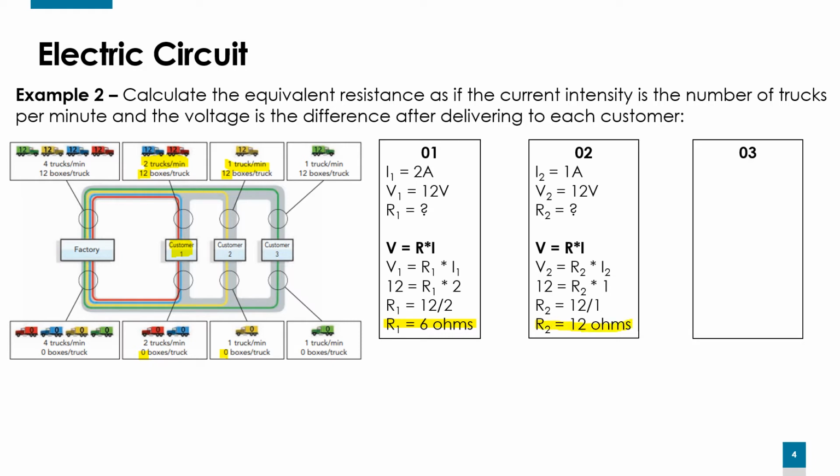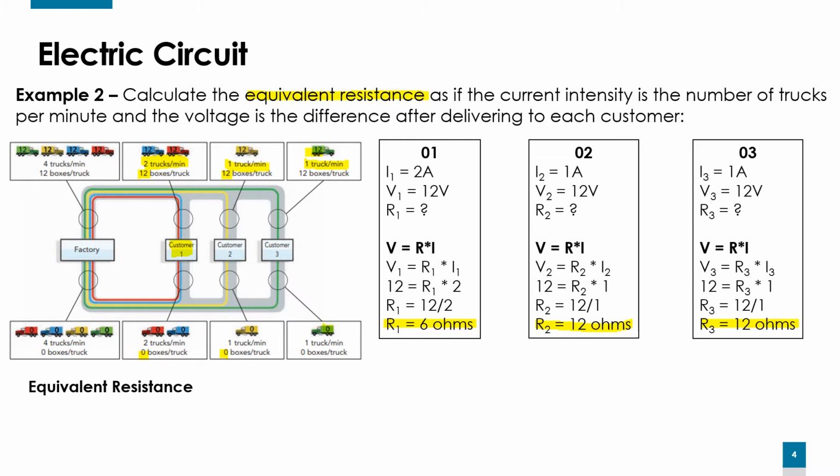And for 3, I also have just 1 truck per minute that also delivered 12 boxes. So my current is 1 ampere and my voltage 12 volts. My resistance, let's calculate. 12 equals R3 times 1. So my resistance is 12 ohms. But it's not done yet. We need to calculate the equivalent resistance. I'm going to make a list here. Resistance 1, 6 ohms, resistance 2, 12 ohms, and resistance 3, 12 ohms.